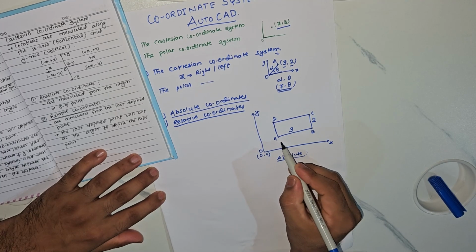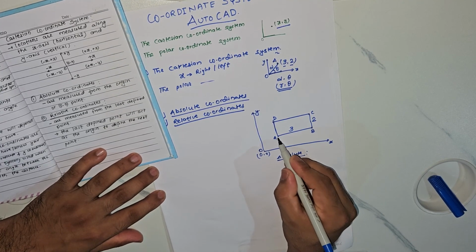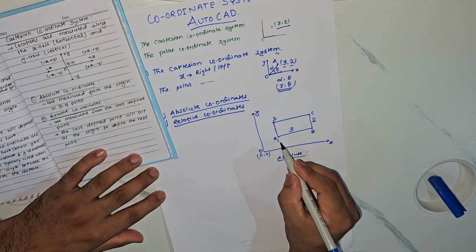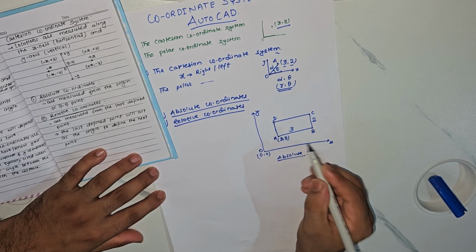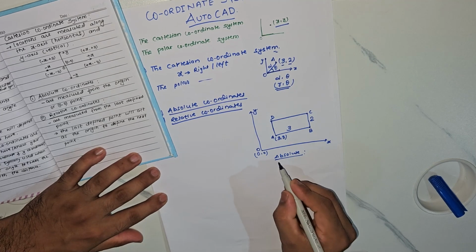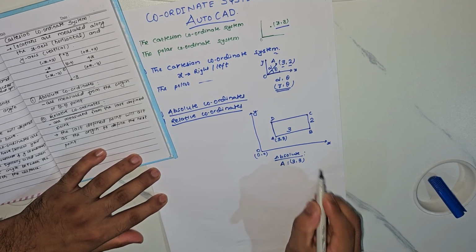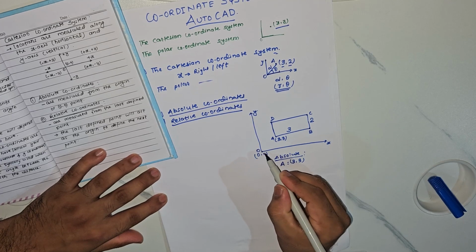But for this we are given the value of the coordinates of A. Suppose it is 3 comma 3. Okay, so here what you can see in the absolute coordinate system, the coordinates of A are 3 comma 3. It is measured from the origin.